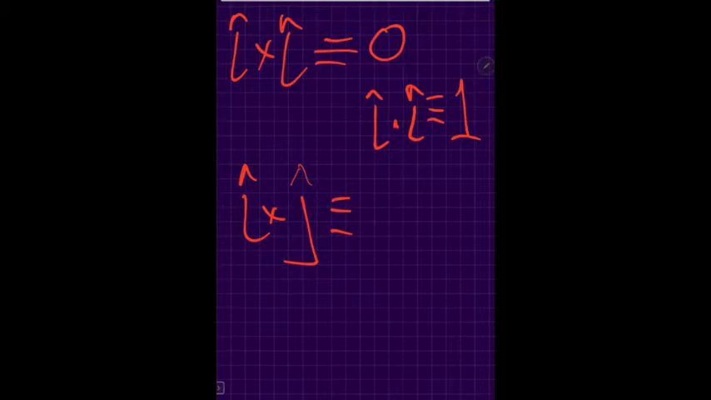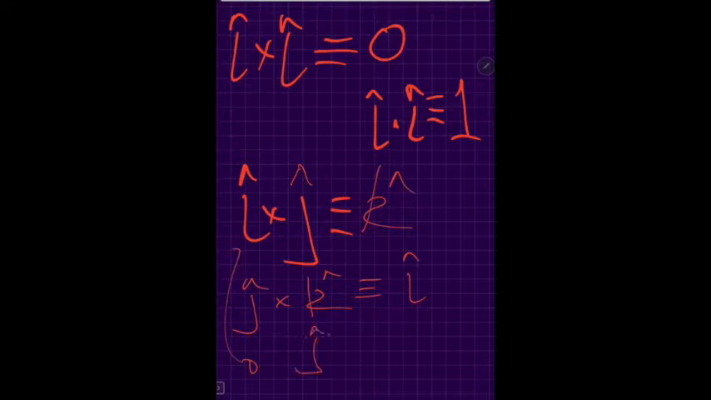Well, the answer to the cross product of I with J has to be a vector that is perpendicular to both I and J, like perpendicular to the plane, and that is K. Okay, so similarly, J cross K will give me the vector I. I cross K. Any thoughts on that?